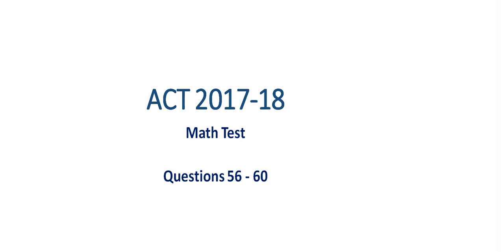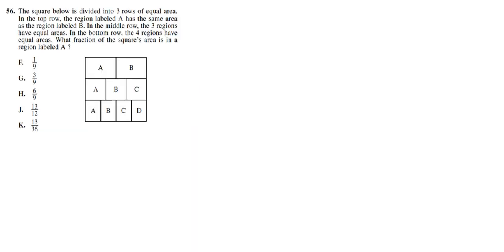2017-18 ACT Math Test, questions 56 through 60. Question 56. We're looking at the square below that is divided into 3 rows of equal area. So every row has the same area. In the top row, the region labeled A has the same area as the region labeled B, so they're equal. In the middle row, the regions have equal areas, and in the bottom row, the regions have equal areas.